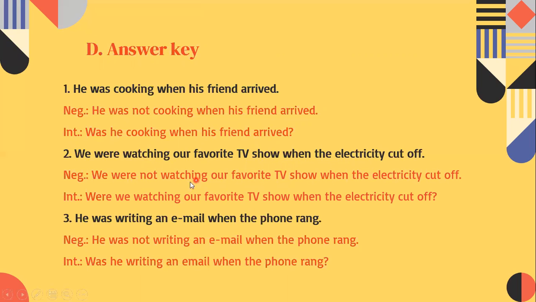Then in the question form, I start with verb to be. Were we watching our favorite TV show when the electricity cut off? Question mark. For example, again, he was writing an email when the phone rang. Negative, he was not writing an email when the phone rang. And interrogative, was he writing an email when the phone rang?